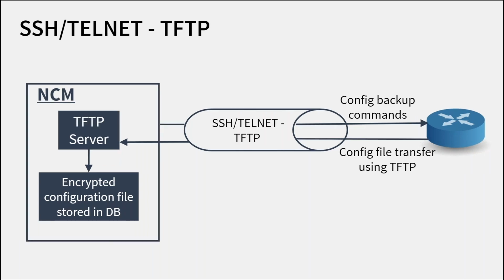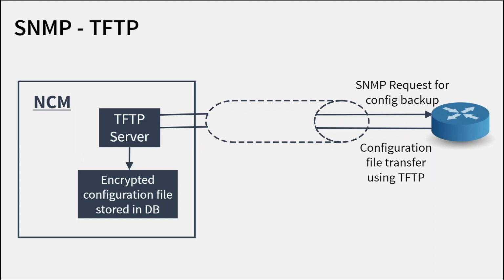So next is the SSH Telnet TFTP based configuration backup. A communication channel is established in the SSH Telnet TFTP protocols. The configuration backup commands are sent through these protocols, and the configuration file transfer happens through the TFTP protocol through the same channel. The TFTP server associated with NCM then receives the configuration file, encrypts it, and stores it in the database. So this is the last possible combination for configuration backup.